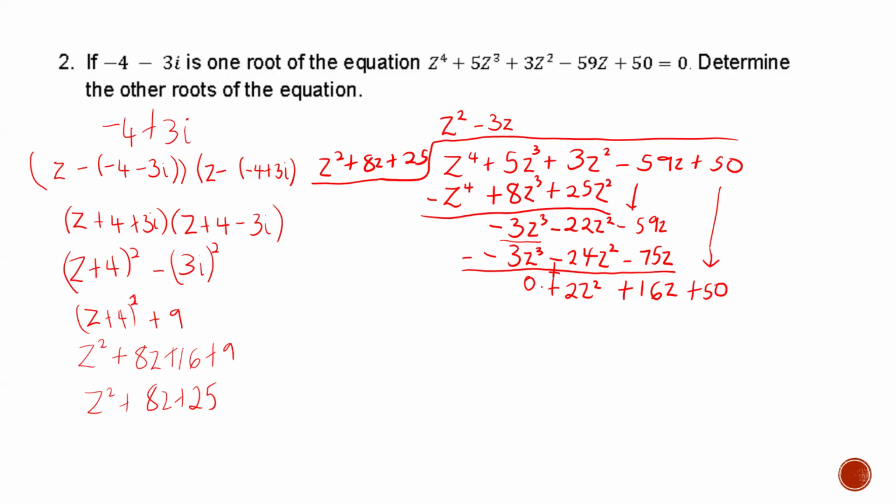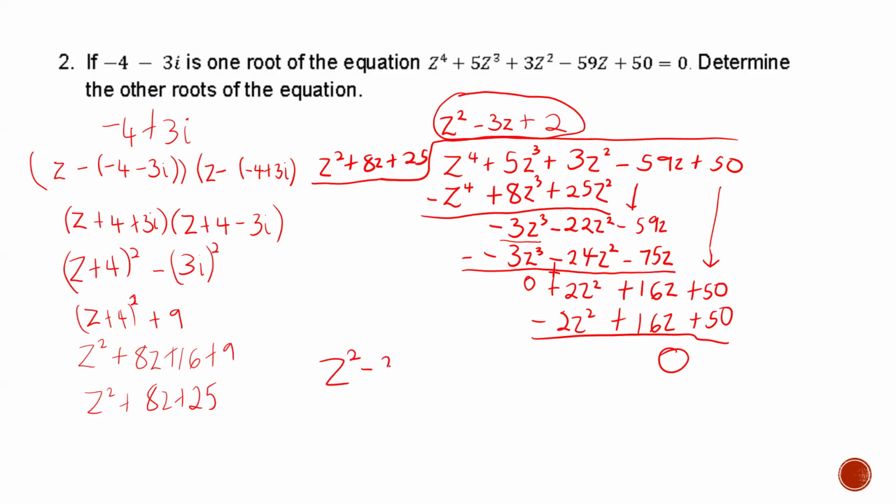Yes, so we start with 2z squared divided by this z squared, which gives us just plus 2. 2 times z squared plus 8z plus 25 will give us 2z squared plus 16z plus 50, which subtracting gives us a 0. Yes. So now we can find the other roots of the equation using this expression here. Z squared minus 3z plus 2.